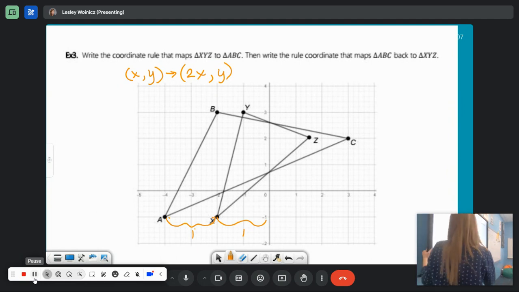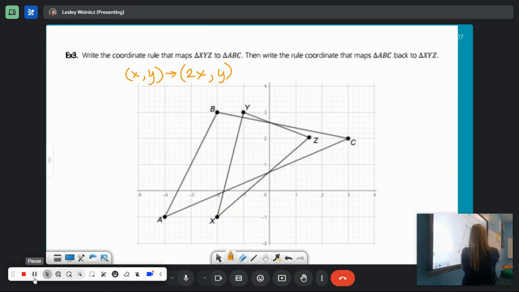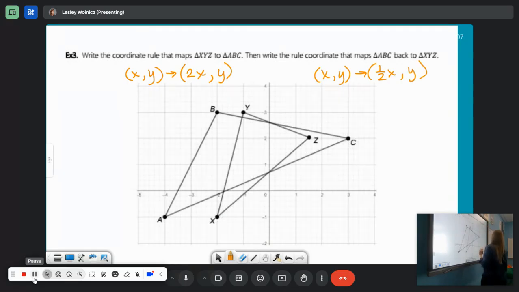Now, let's say that triangle ABC was the pre-image, and we want to compress to get triangle XYZ. What would I do? Sometimes these fractions confuse kids, but they shouldn't. Because if you can figure out that this one is 2, but you want to go the other direction, just flip the 2 upside down and make it 1/2. You see what I'm saying? It's just the reciprocal. So don't let that confuse you.